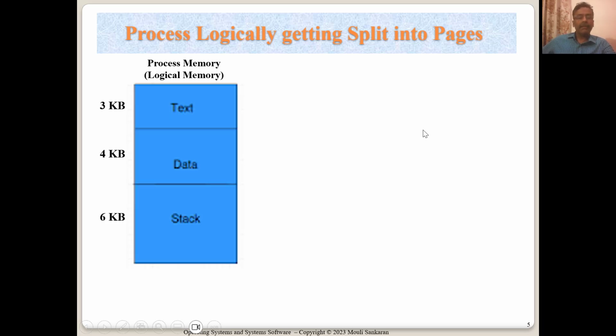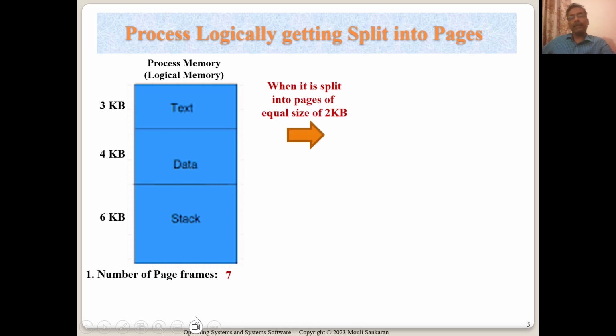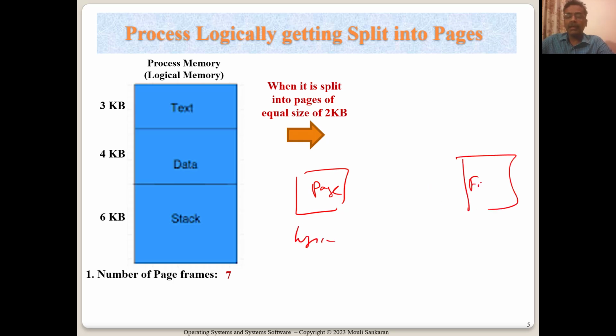Now let me give an example. Suppose I have this kind of requirement from the process perspective, and I map it to 2 kilobyte pages. We have pages on the logical memory side, and on the physical memory side we call them frames. Now page size is equal to frame size, so that needs to be taken care of. And one more thing you need to remember is that it should be 2 to the power of something.